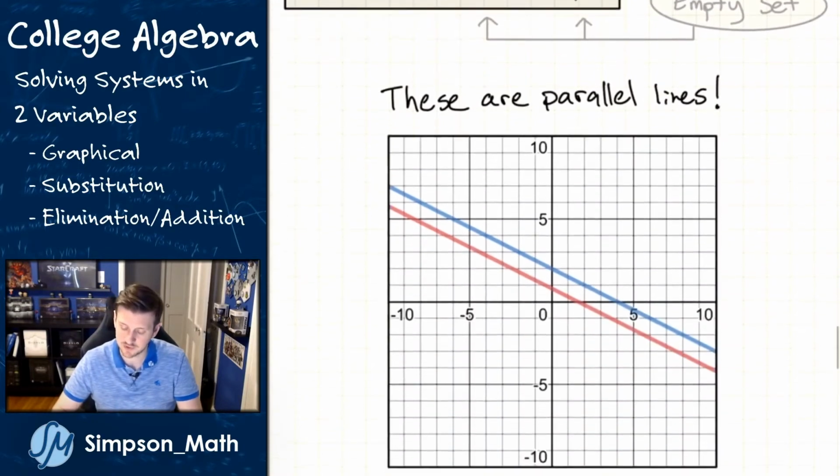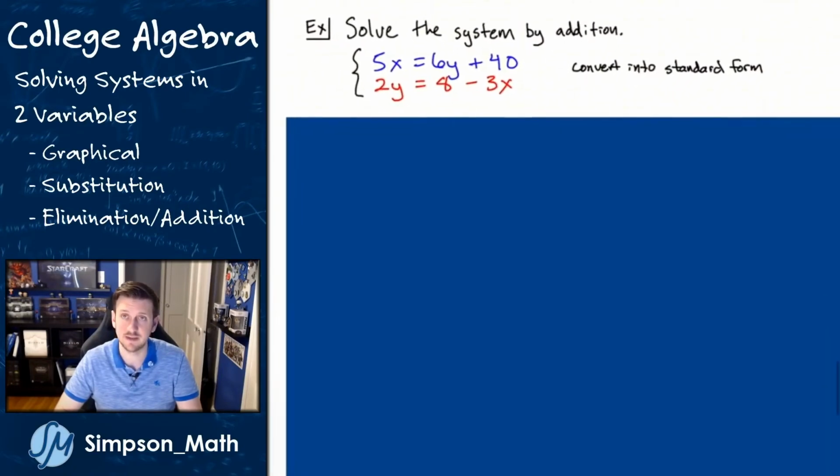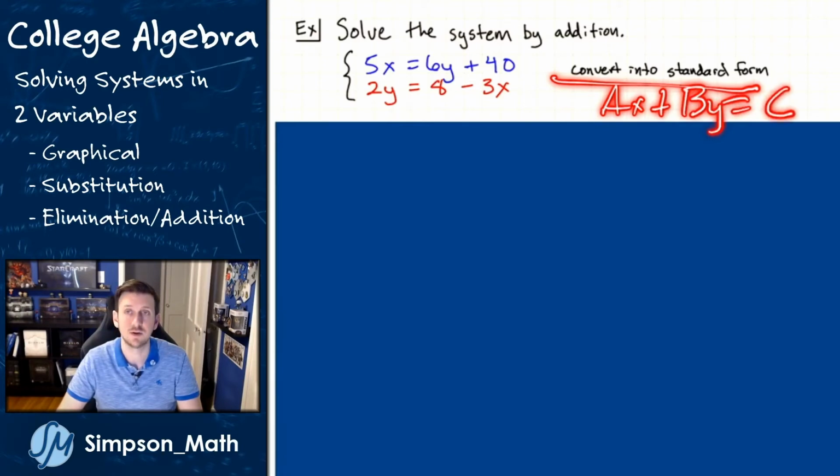All right, so this next one, I'm going to have you do on your own. You're going to solve this by elimination. Do note, a little hint, make sure to convert it into standard form first. Standard form is ax plus by equals c. So pause the video and try this one on your own.